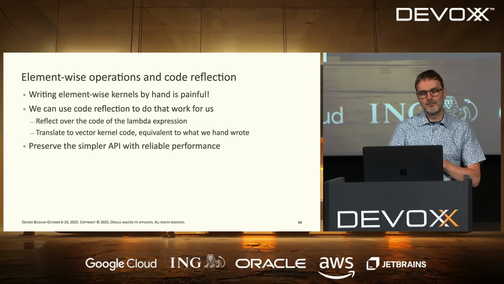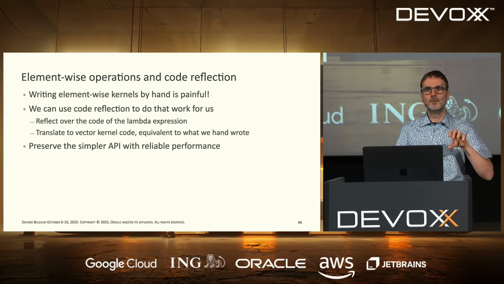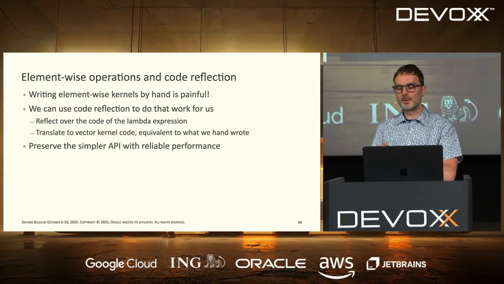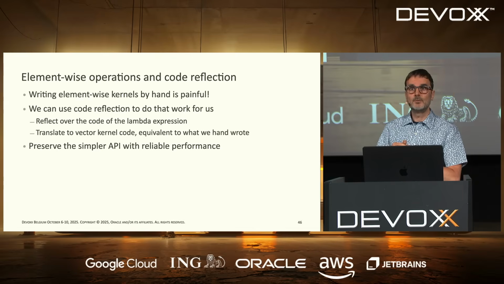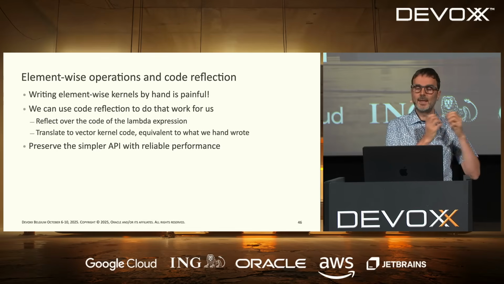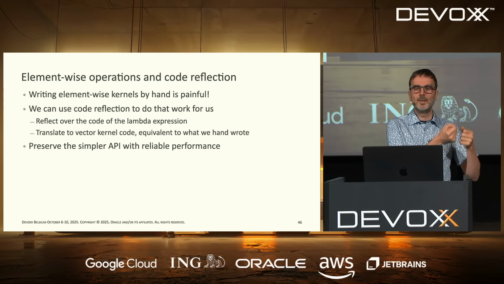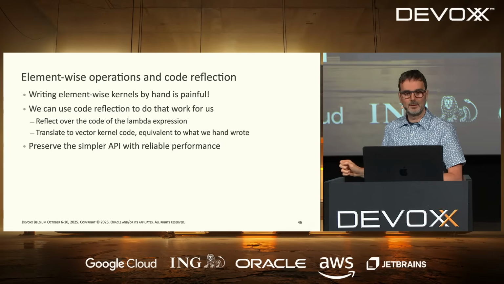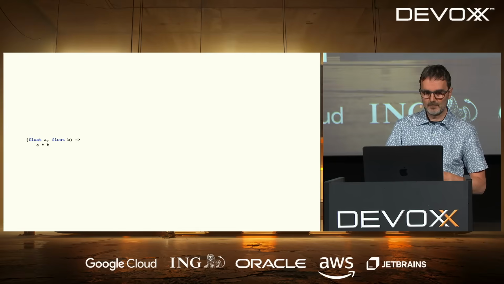So writing element-wise kernels by hand, like I showed earlier, is really painful. We don't want developers to do that kind of thing in general. We just want to write ordinary Lambda expressions. So we can use code reflection to do that work for us. We can reflect over the code of the Lambda expression, the element-wise operations, and translate that to a vector kernel equivalent to what we wrote by hand. And we can preserve the simpler API and get reliable performance.